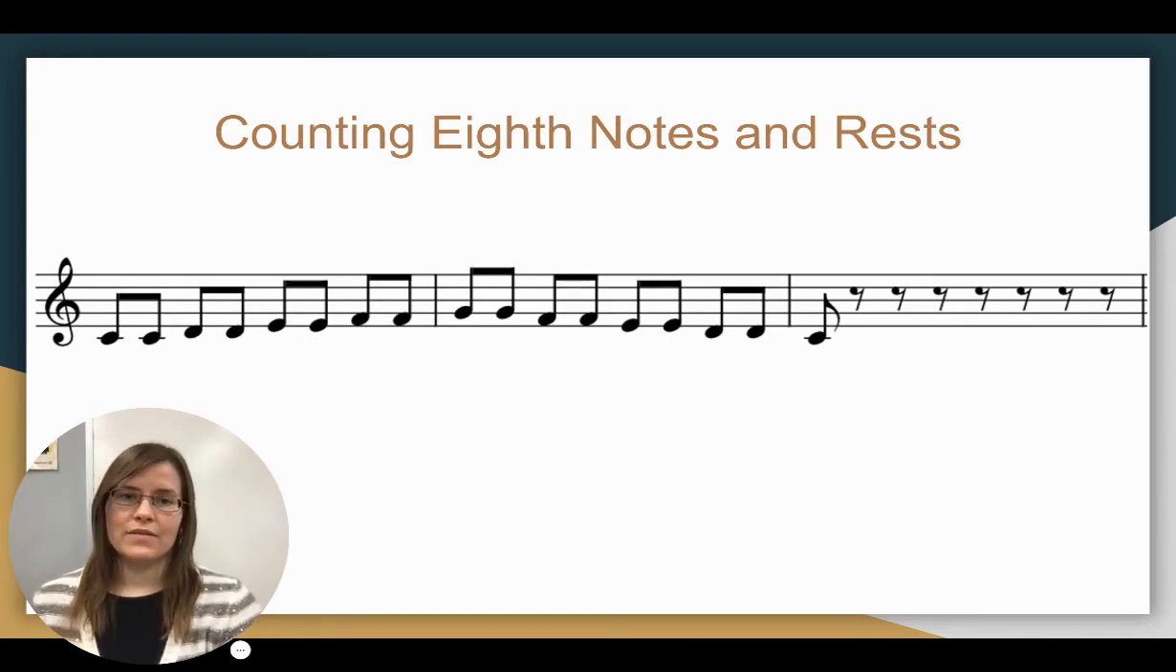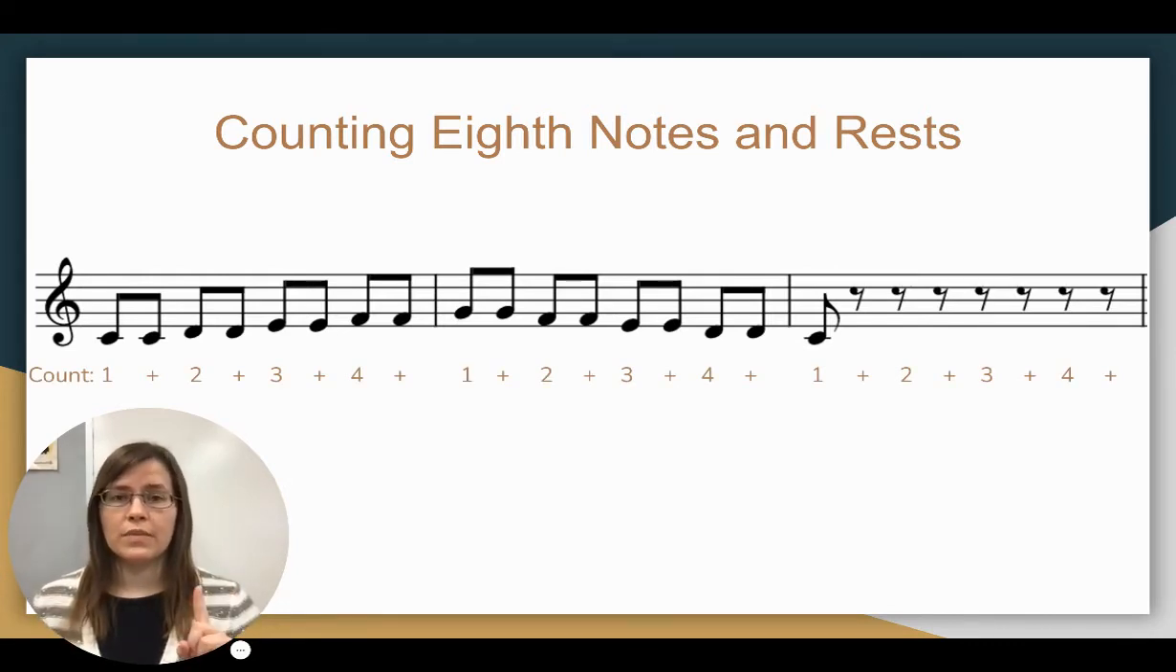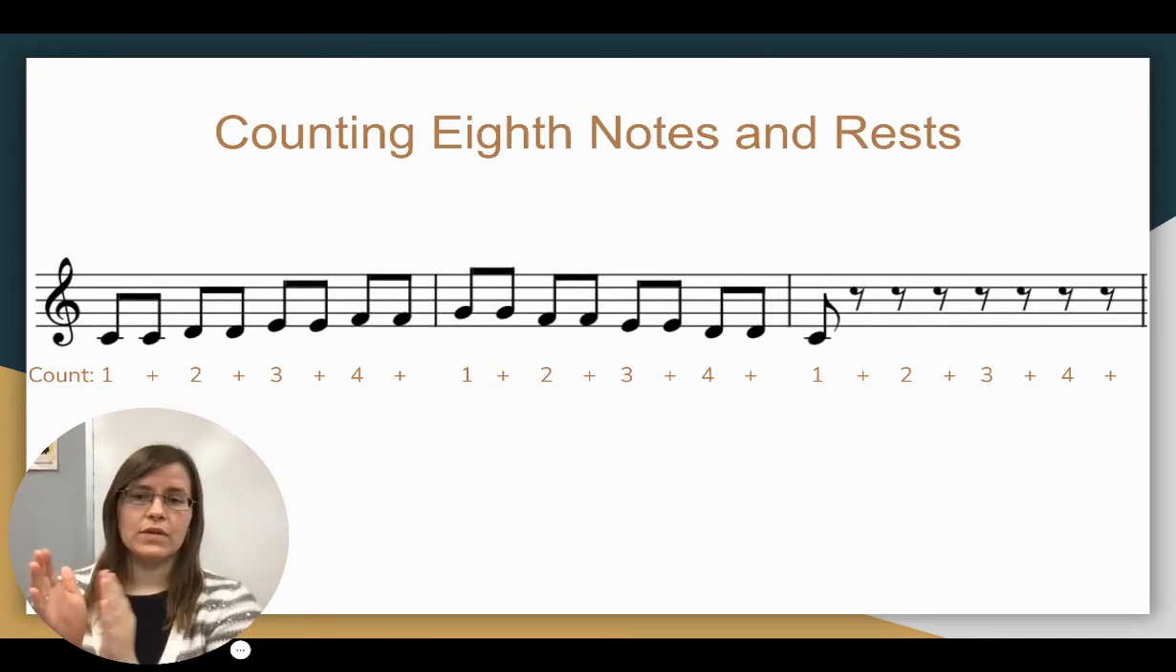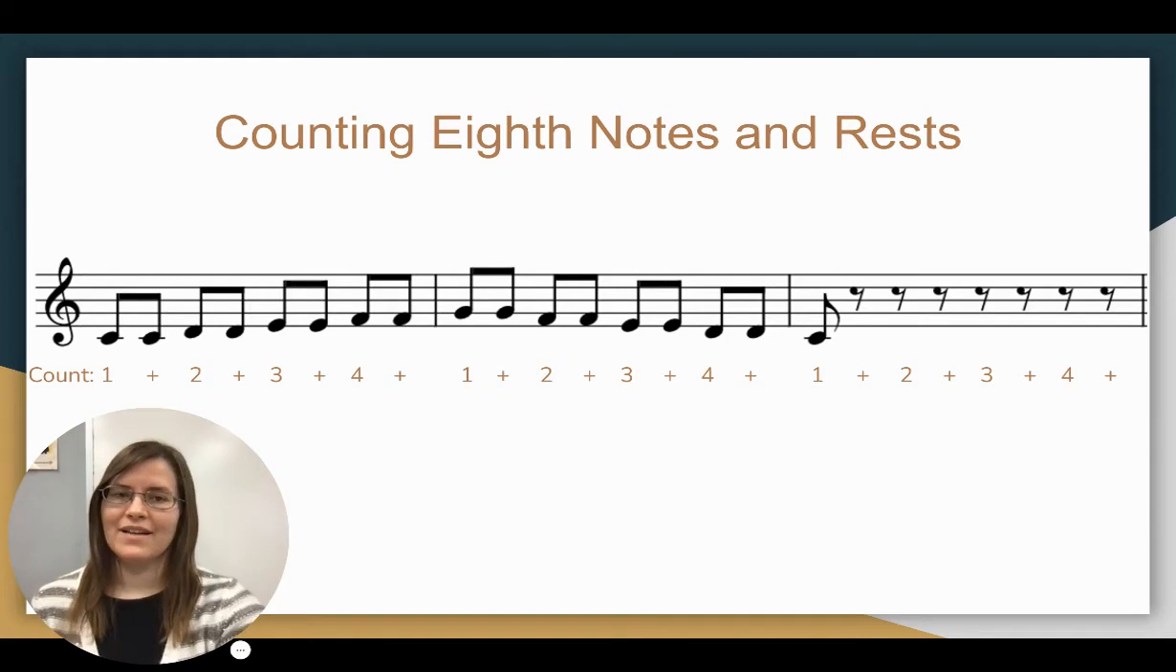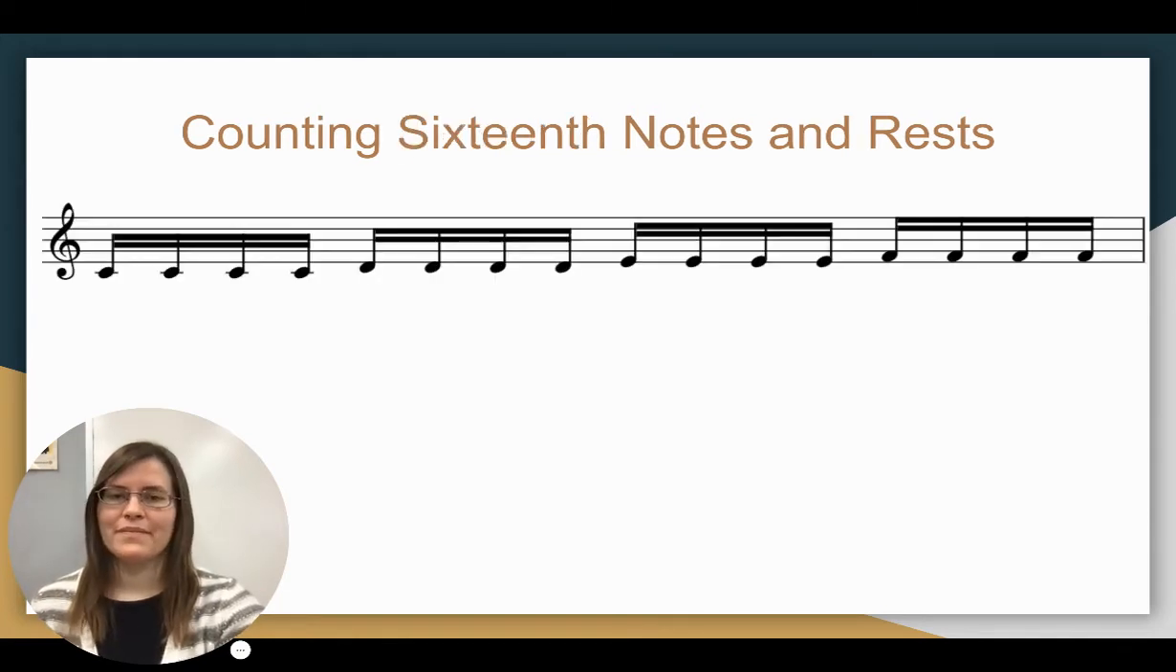Next up is your eighth notes and rests. Now for this, we have to start using what's called ands, or its little plus sign. So for this one, we have to fit 2 notes into 1 beat. So we're going 1 and 2 and 3 and 4 and. Try it with me. Ready? Go. 1 and 2 and 3 and 4 and. Remember the ending, our rests, so we don't clap.